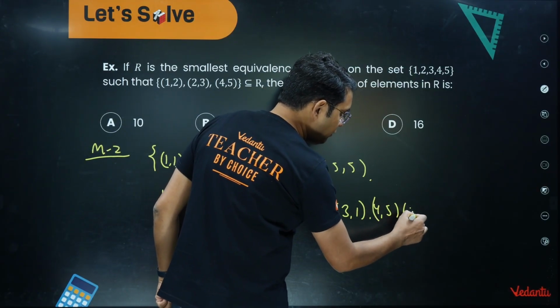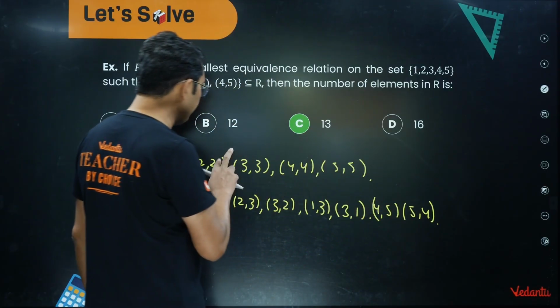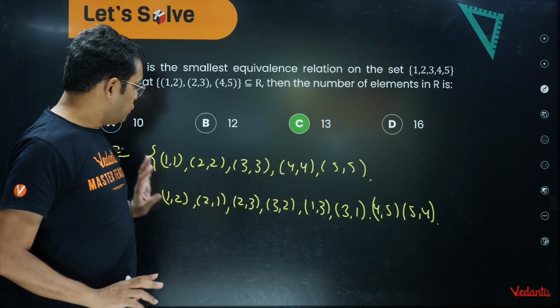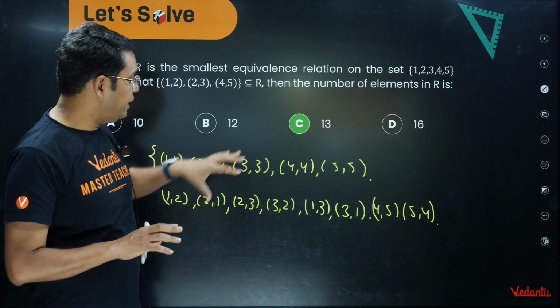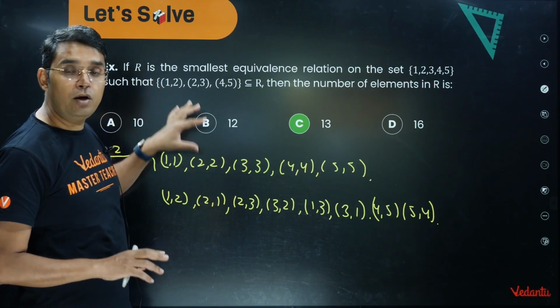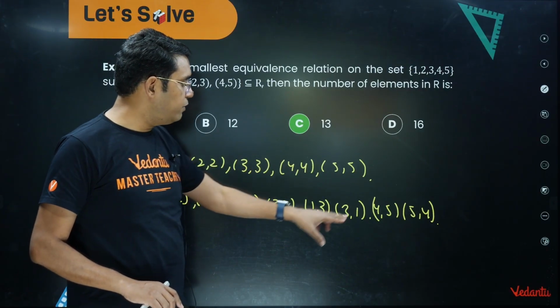I will make 5, 4 also here. And for 5, 4 and 4, 5, I will need 4, 4 and 5, 5, which is already there. So this is what your minimum, smallest equivalence relation will look like with these 3 ordered pairs. So 1, 2, 3, 4, 5, 6, 7, 8, 9, 10, 11, 12, 13.